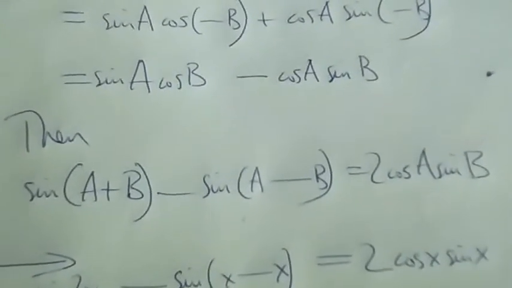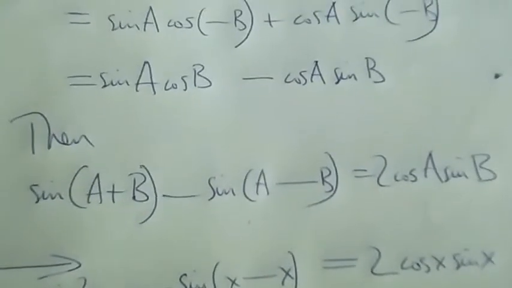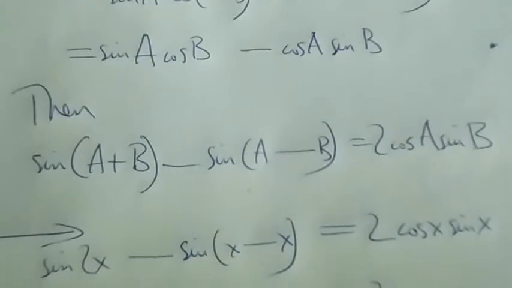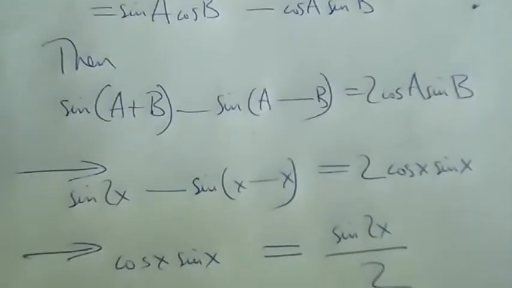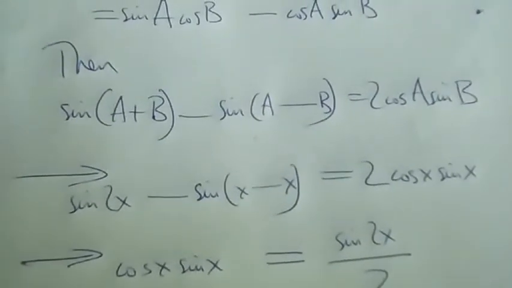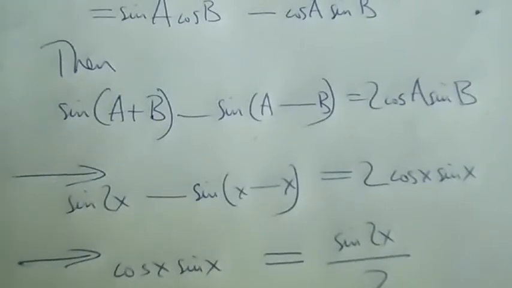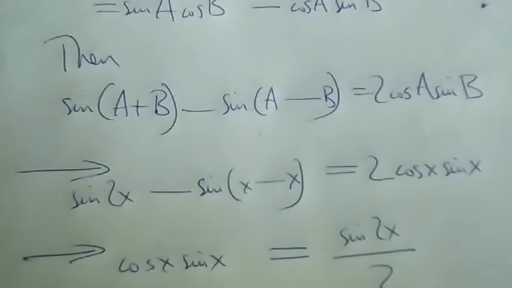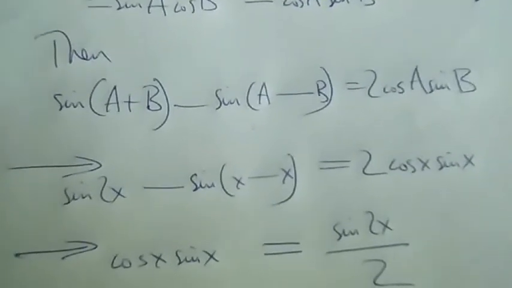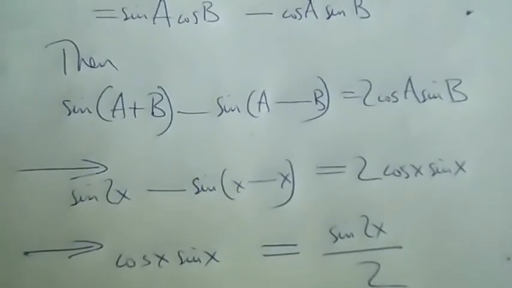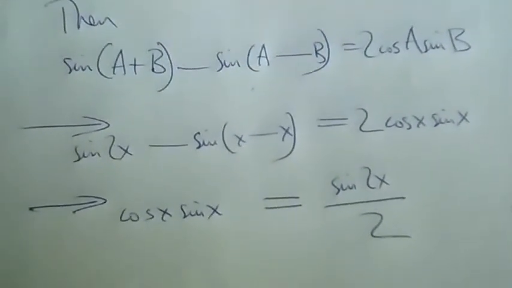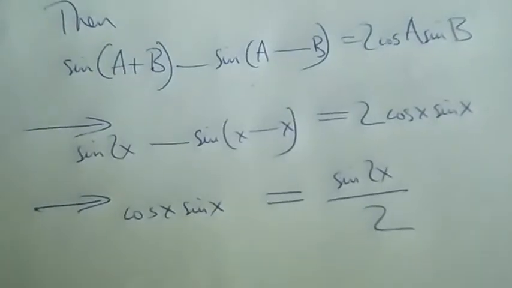And then sine a plus b minus sine a minus b is equal to 2 cos a sine b. And therefore, in terms of our function big F of x, we have sine 2x minus sine x minus x is equal to 2 cos x sine x. And therefore, cos x sine x is equal to sine 2x upon 2.